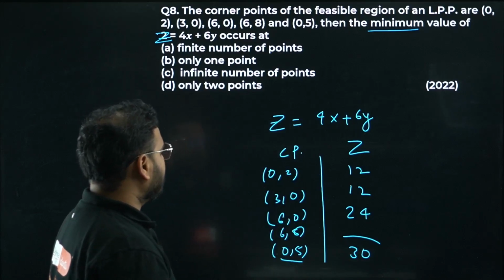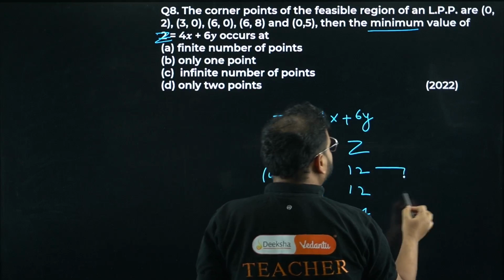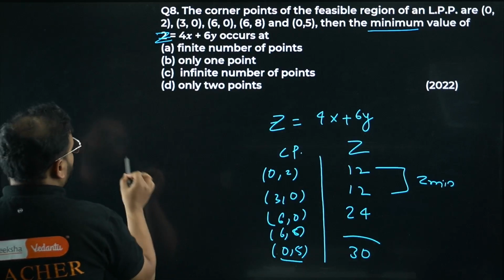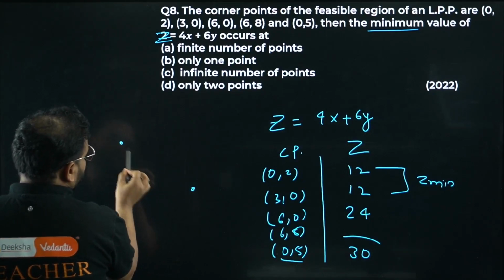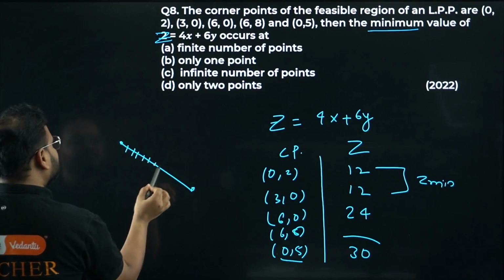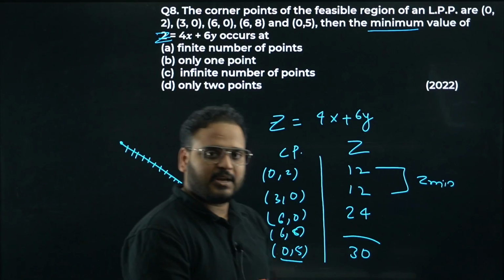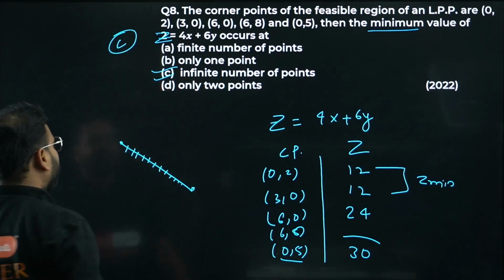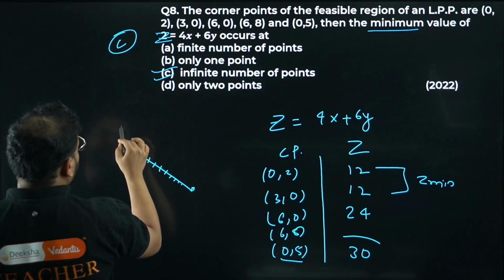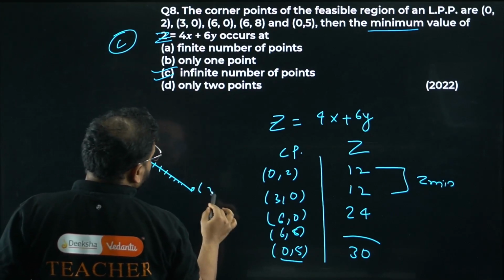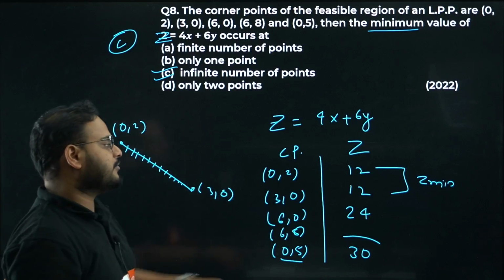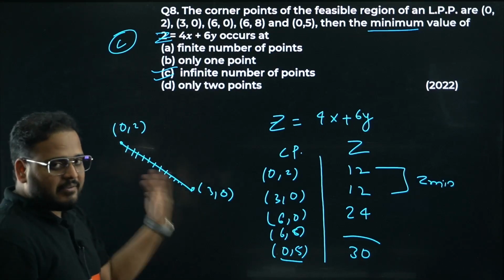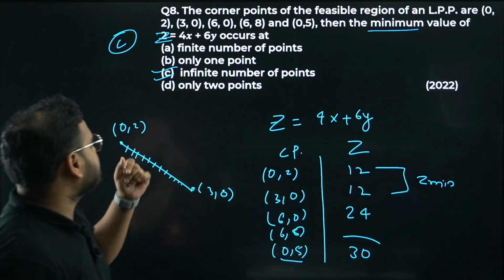Please check. There are 2 points of Z minima, (0, 2) and (3, 0). On the line joining these 2 points, every point will be a point of minima only, right? So we have an infinite number of points as the point of minima. This point is going to be (0, 2). This is going to be (3, 0). Both points have the same value of Z minima as 12. It means every point on this line will be a point of minima only. That's why the answer is C.